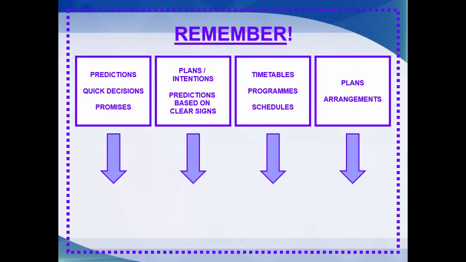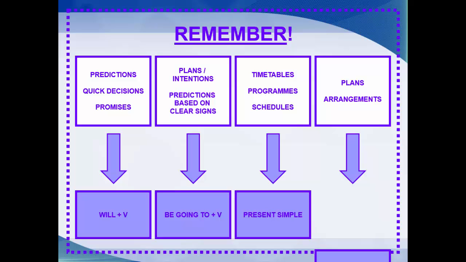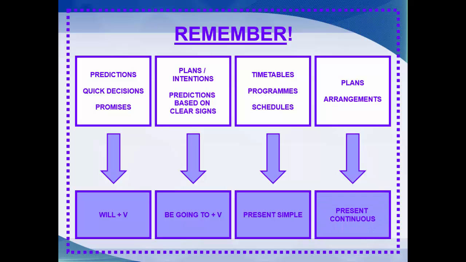So for predictions, quick decisions, and promises, we use will plus the infinitive. For plans, intentions, and predictions based on clear signs, we use be going to plus the infinitive. For timetables, programs and schedules, we use the present simple. And for plans and future arrangements, we use the present continuous.